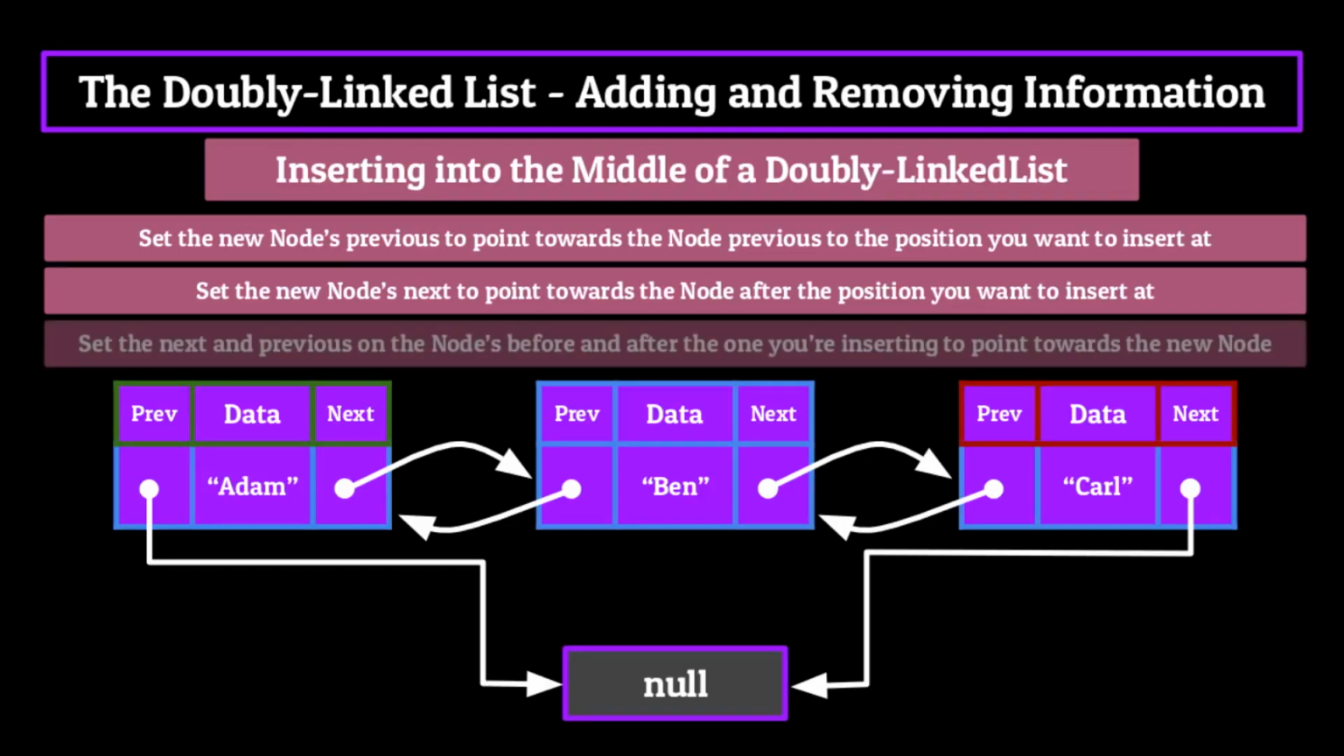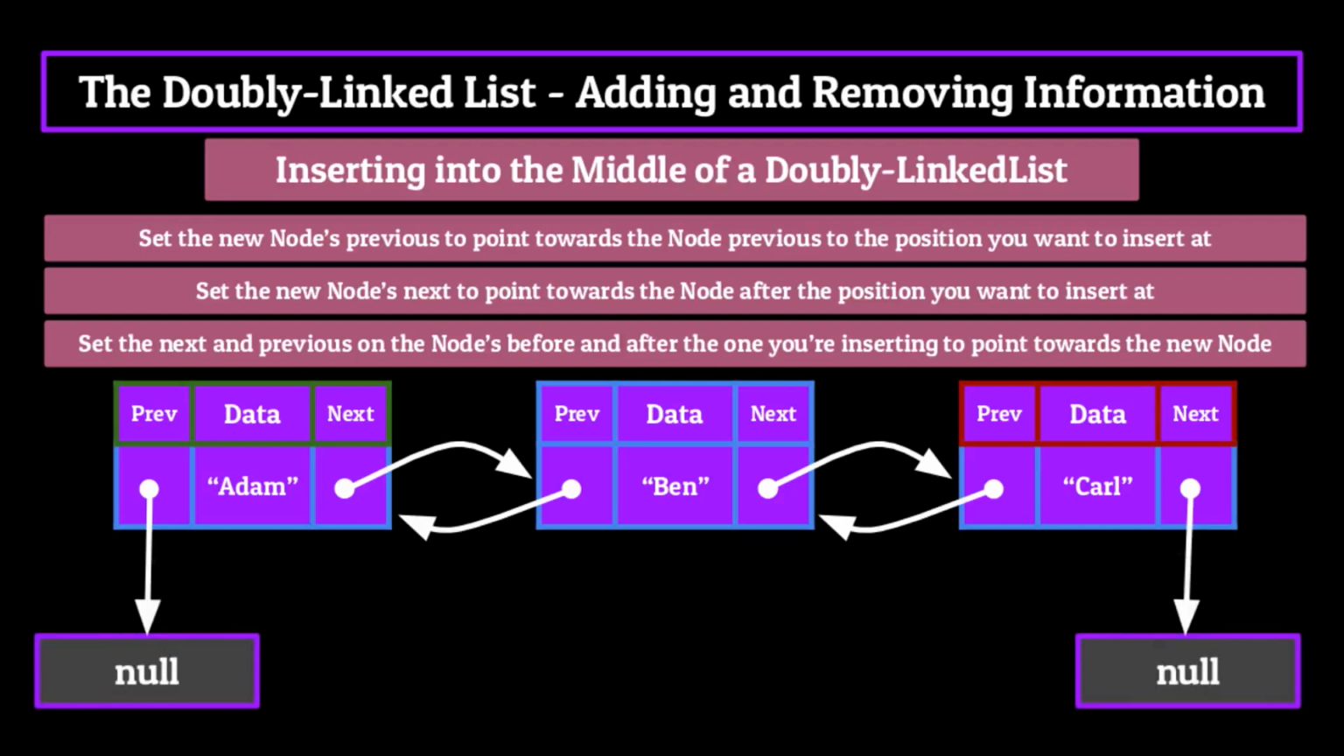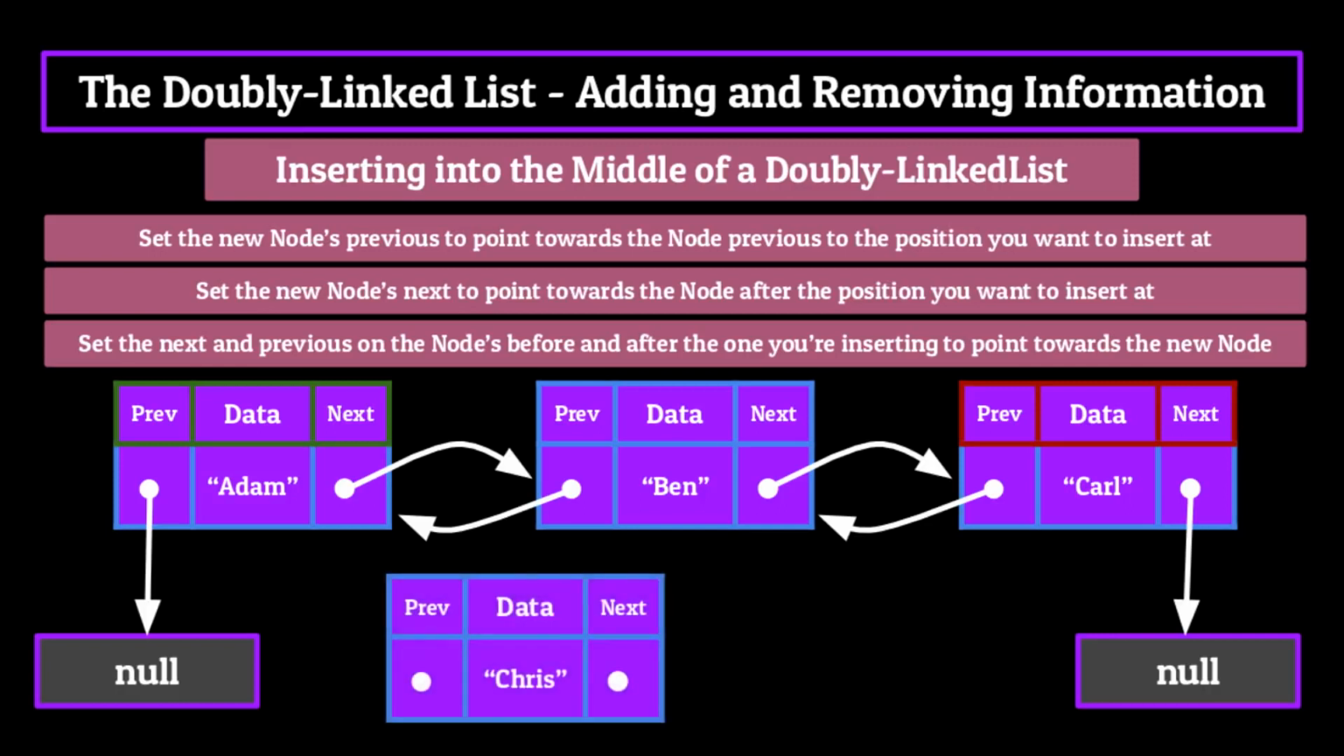Finally, we set the next on the node at the position before the one we're inserting, and the previous on the node after the position we're inserting, to both point towards this new node. That is a lot of words, some of which might not even make sense to you. So let's open up the space on our screen real quick and do an example with our list. Let's take a new node with the string Chris and add it between the Adam node and the Ben node by simply following our steps.